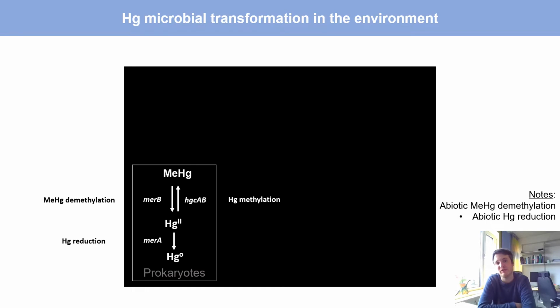These processes of mercury transformation are not only mediated by microbes. They can also be due to abiotic transformation like photodegradation in specific conditions. And for that reason you can find abiotic methyl mercury demethylation and abiotic mercury reduction. But the transformation of divalent mercury into methyl mercury is mediated by microbes, as we understand it today.